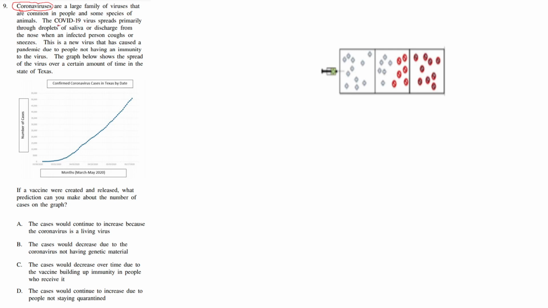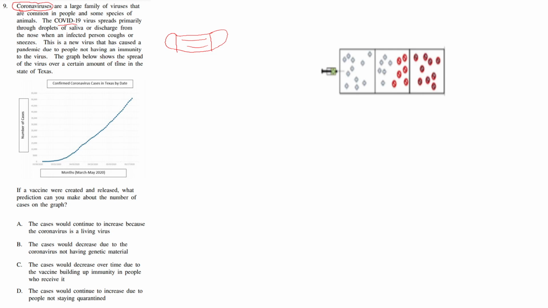The COVID-19 virus, this is the one that has kind of run rampant through America, spreads primarily through droplets of saliva or discharge from the nose when an infected person coughs or sneezes. Hence the reason we've been wearing masks, right? We've been wearing these masks every day to kind of cut down on this discharge and saliva when we sneeze, cough, or even breathe. This is a new virus that has caused a pandemic due to people not having an immunity to the virus.